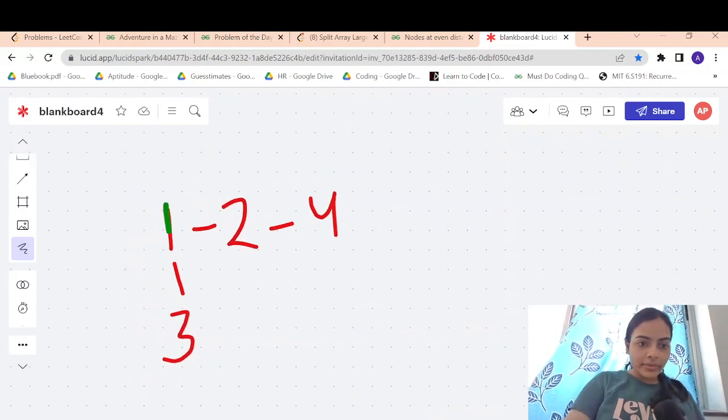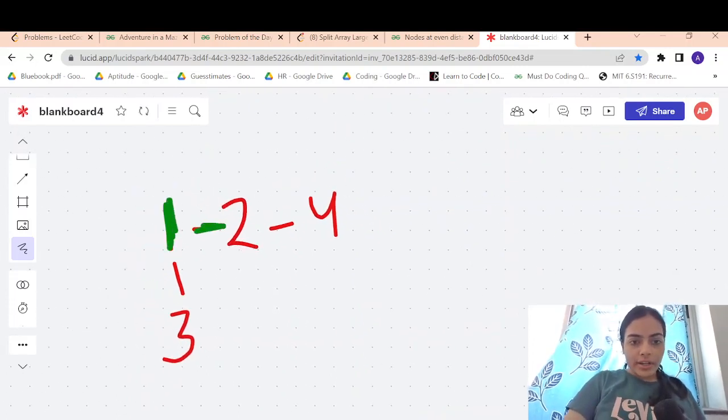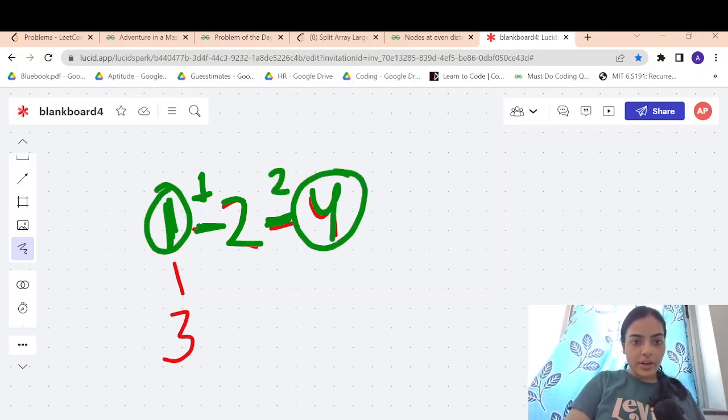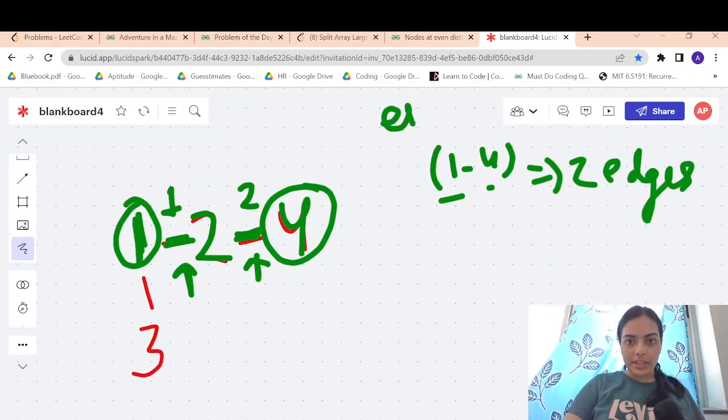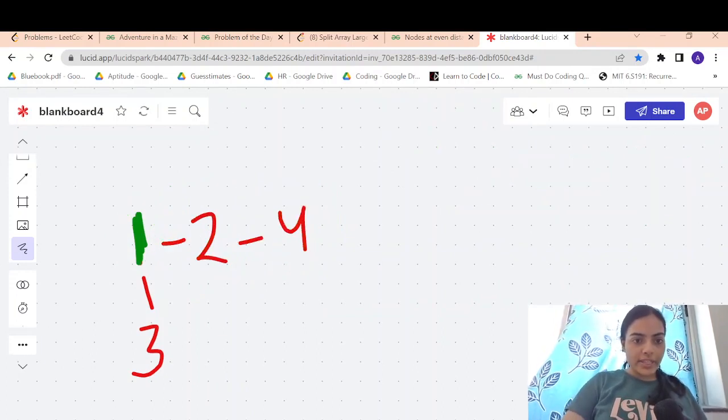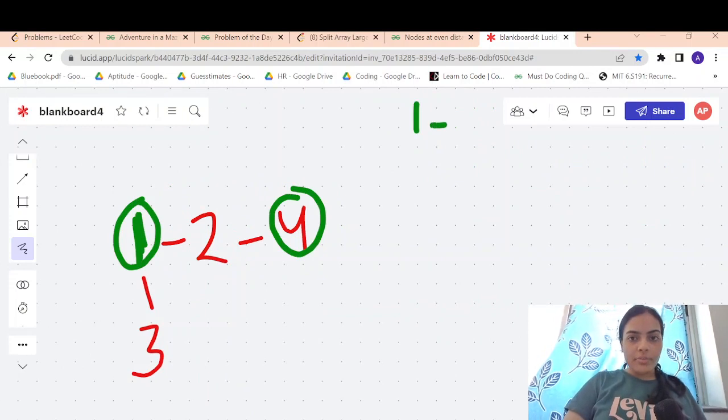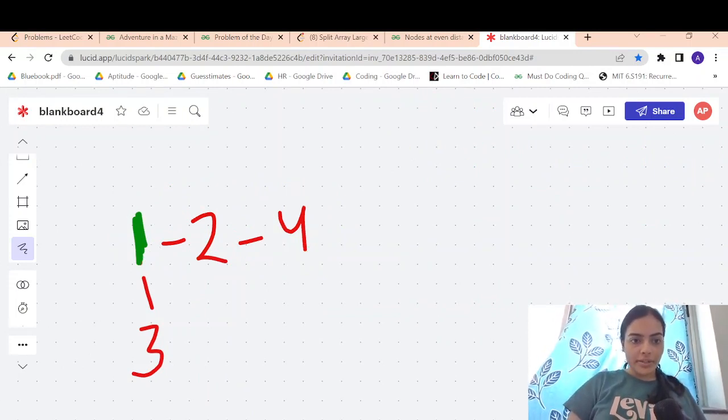Let's say the node 1. It has one edge with 2. This is at a distance of 1. This is odd, right? But if we see 1 and 4, there are two edges in between them. So if you see the pair 1, 4, they have two edges in between them. That means that the nodes 1 and 4 are at even distances from each other, which is asked in the question. So 1, 4 is one of the examples, with an even number of edges between them.